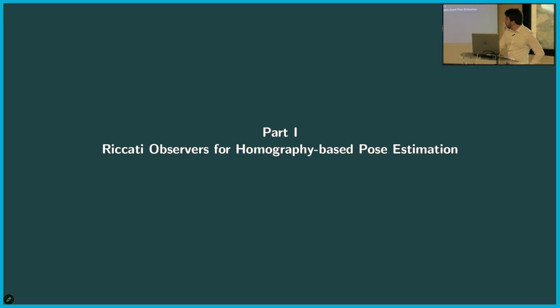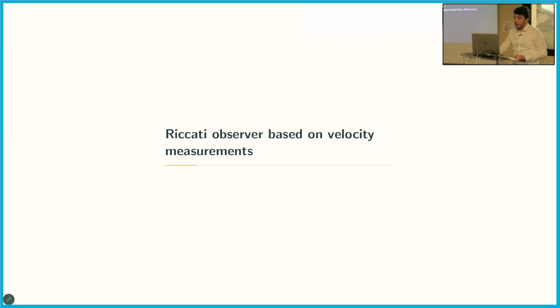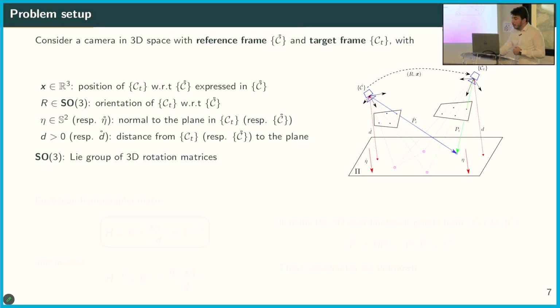Okay, so now I'll start with what we call Riccati observers. As I said, we have some moving frame here, which is CT. This frame is attached to the camera. And we have some reference frame, C0. And we have a relative position and orientation denoted by R and X as the relative pose between the two frames. We also have a distance and a normal vector to this plane expressed in both frames.